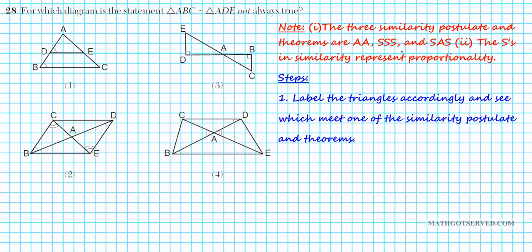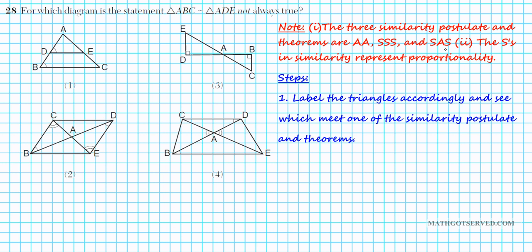We have the SSS and SAS similarity theorems. SSS means all three corresponding sides are in proportion, and SAS means that two sides are in proportion and the included angle of those two sides that are in proportion are congruent, then the two triangles are similar. Okay, so just note that the S's in the similarity theorems do not represent congruence, they represent proportionality.